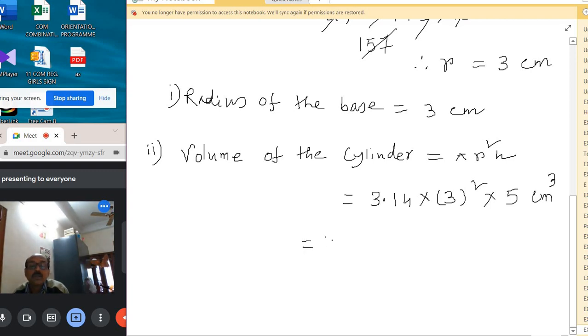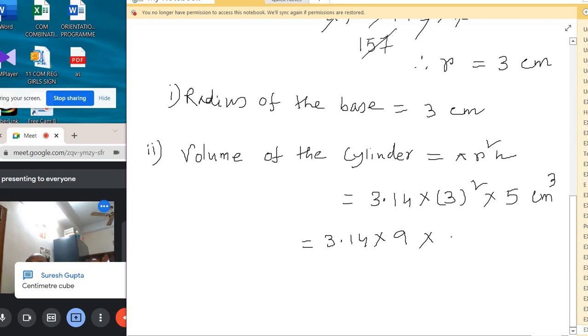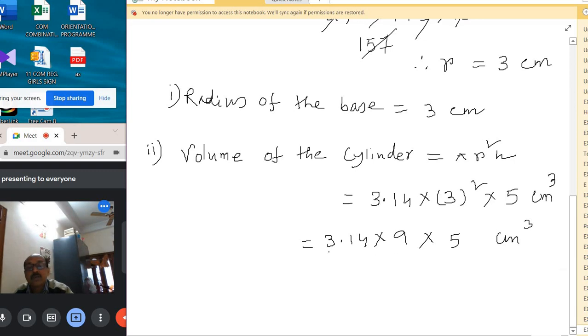This equal to 3.14 into 3 square is 9 into 5, that is 3.14 into 45. What is your result? 141.3. So the volume is 141.3 centimeter cube. This is the capacity.